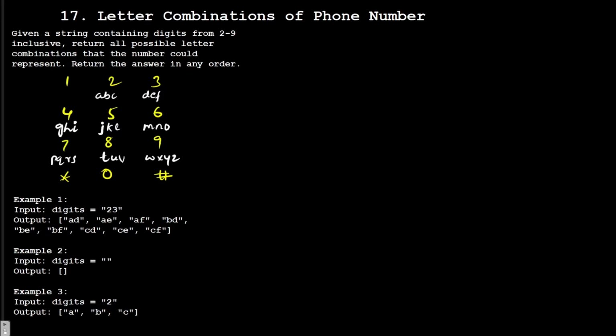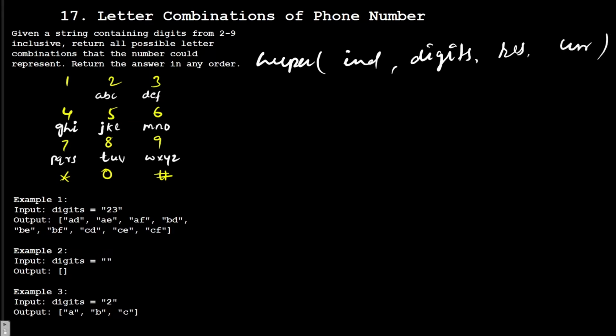From that function we have to call a helper function, so I am writing that helper function now. This is the helper function. It will be taking one index, the given input, that is digits, and a result where we have to store. And apart from this, we will need a current result. Okay, for now we need only these four variables. If we need any other, we will add them further on.